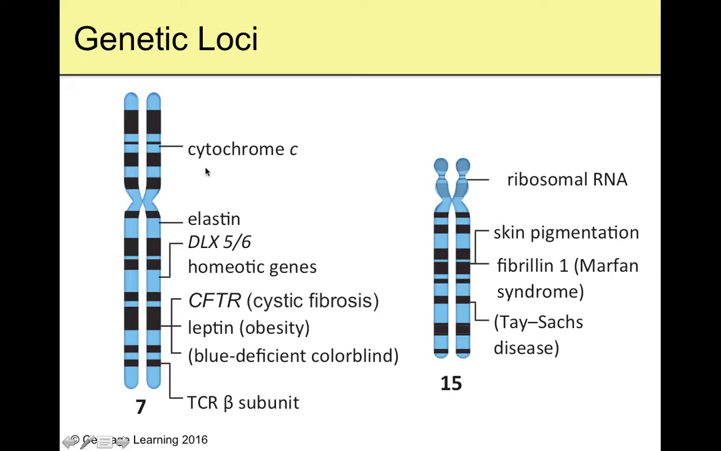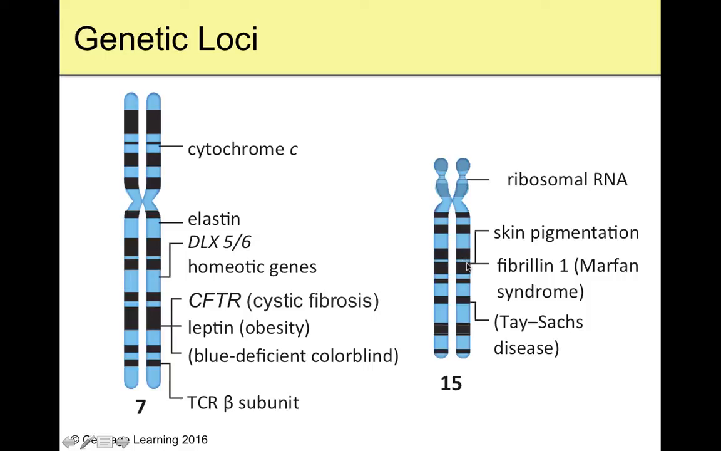And so here's an example of some loci, or locus, location. So here's chromosome 7. We got a set from dad and a set from mom. Here's chromosome 15. Here's a set from mom and a set from dad. And here they have the same genes in the same location. They've got genes that produce the protein elastin, and they've got homeotic genes, and they've got genes that make them colorblind or not colorblind. Here's a gene that can cause Tay-Sachs disease. Here's a gene that's going to code for how much pigment's in your skin, right?